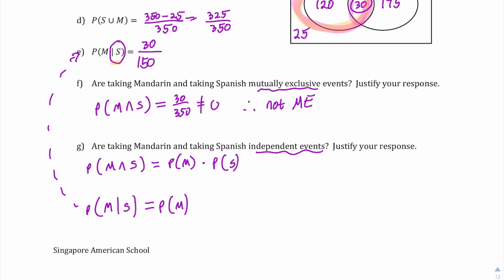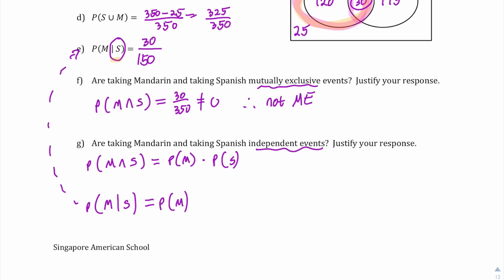And so if the probability of taking Mandarin given Spanish is the same as the probability of taking Mandarin, then that's another way to show whether or not events are independent, because in this case, the chance of taking Mandarin is unaltered by whether or not you took Spanish, then that highlights that the events are independent or not. And so either one of these methods will suffice. And so now we're just going to fill in some working.